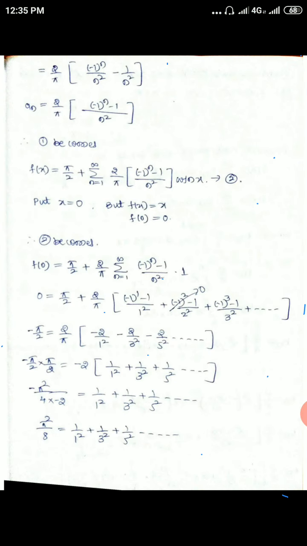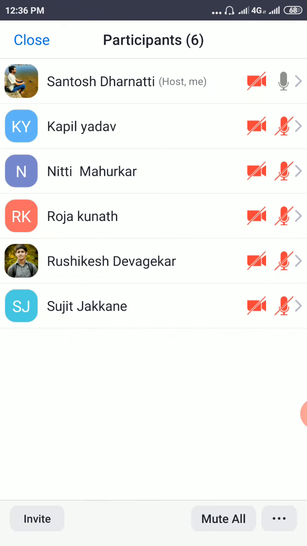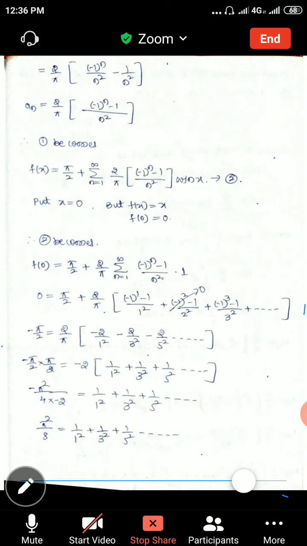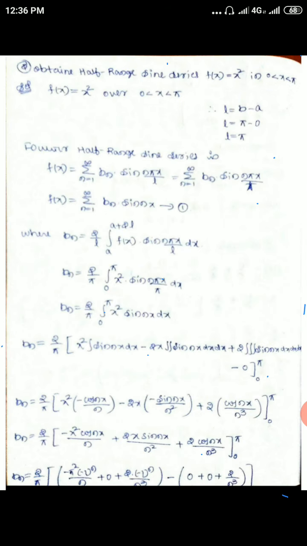Any doubts? Hello, hello, any doubts? Hello friends, any doubts? Getting the difference between full range and half range, sir. No doubts? Yes, sir. Okay, fine. No, sir.